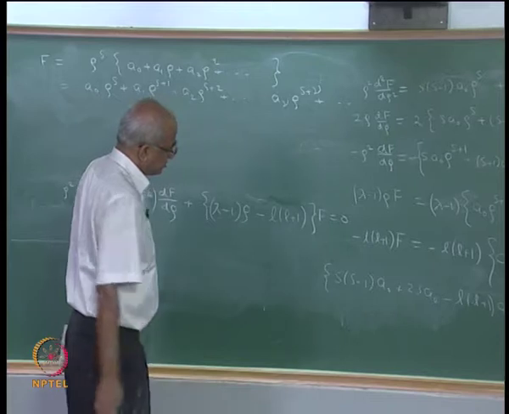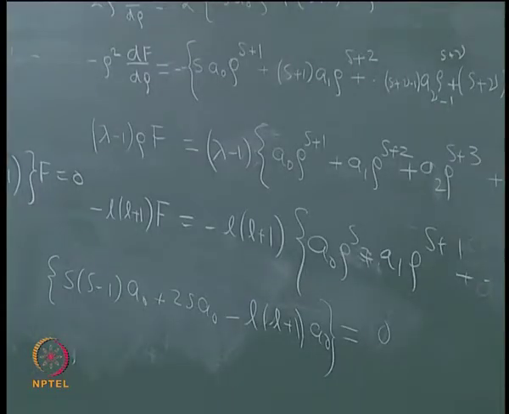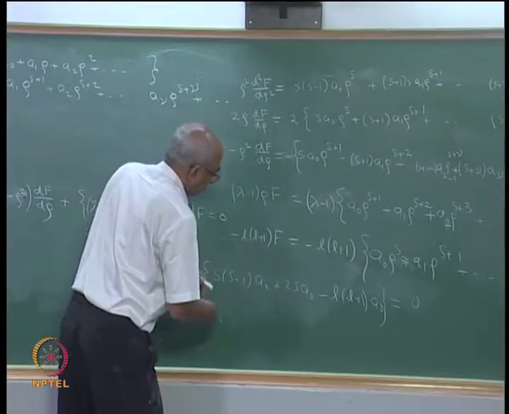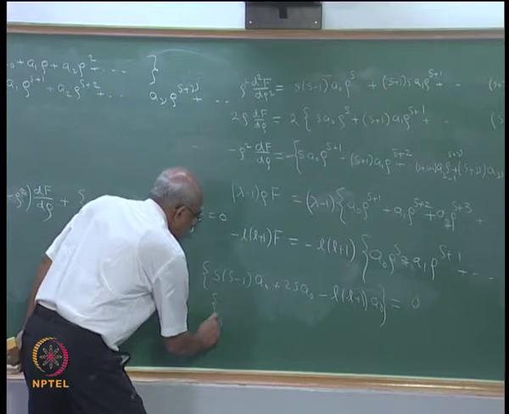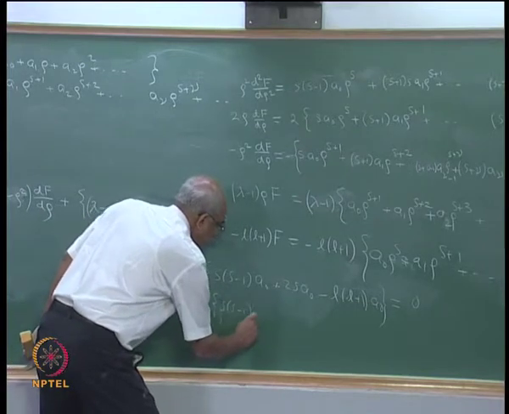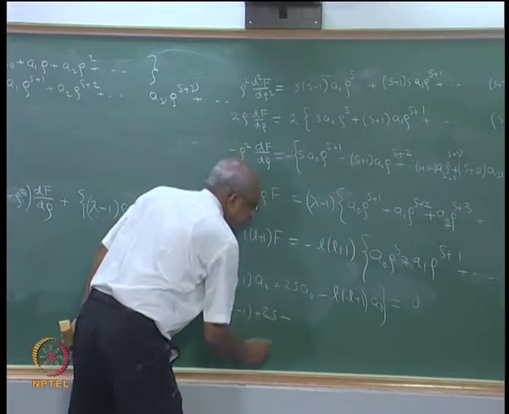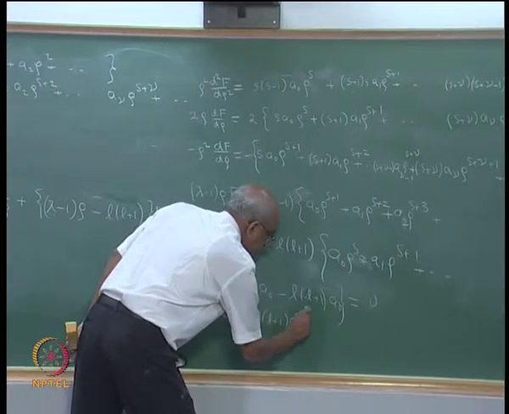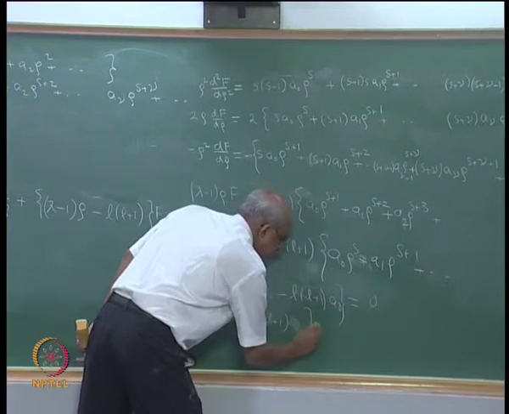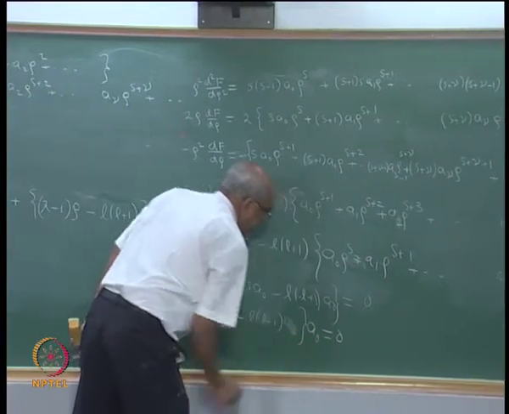So, you look at this equation, what does it tell you? It tells you that s into s minus 1 a0, well a0 you would realize is common. So, I am going to take it out. I am going to get s into s minus 1 plus 2s minus L into L plus 1, a0 is equal to, sorry, a0 I have taken out, that is equal to 0.